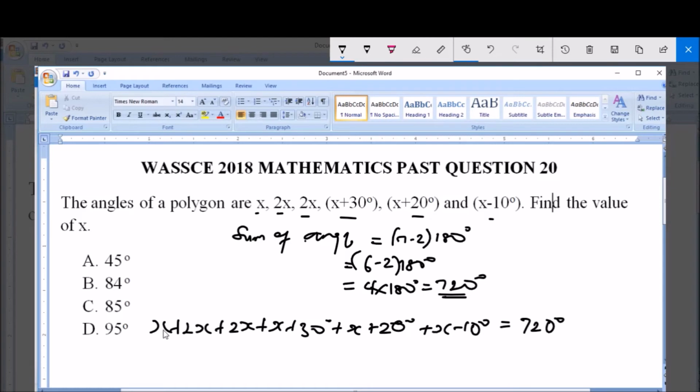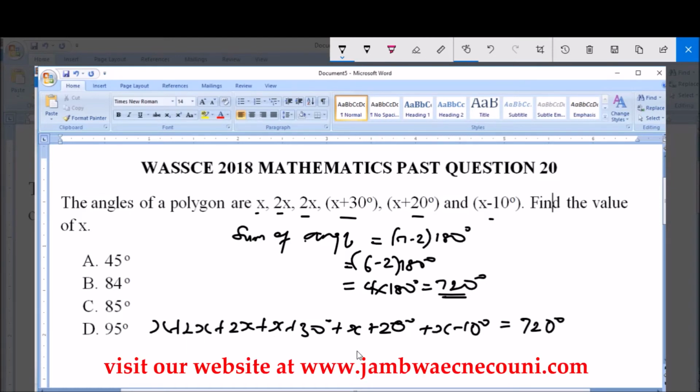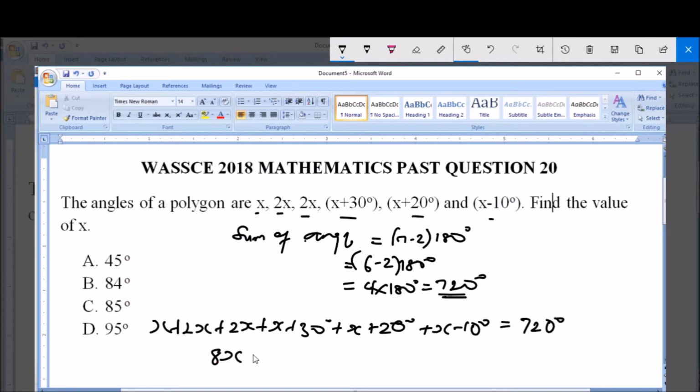From this we can have 1x, 3x, 5x, 6x, 7x, 8x. So 8x, then we have 30 degrees plus 20 degrees, that's 50 degrees, minus 10 degrees, that's 40 degrees. So 8x plus 40 degrees equals 720. From this we can say 8x is equal to 720 minus 40, and this is equal to 680 degrees. So 8x is equal to 680 degrees.